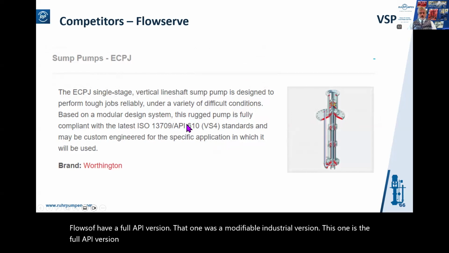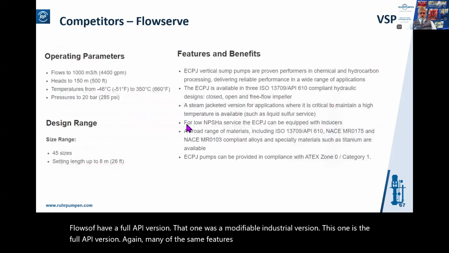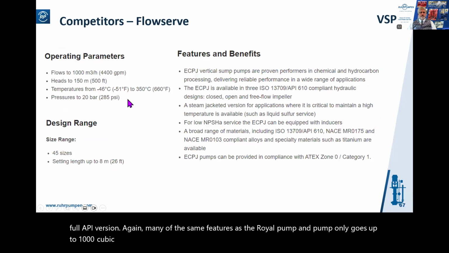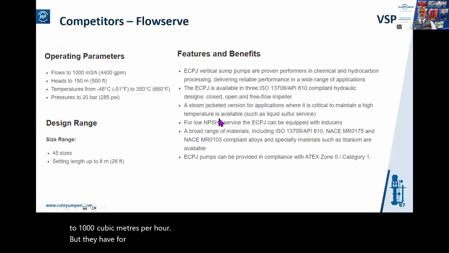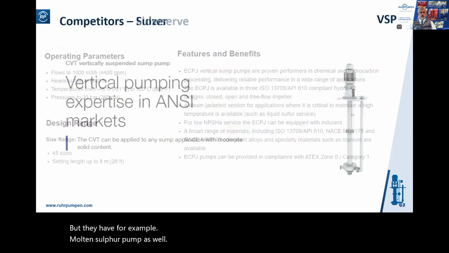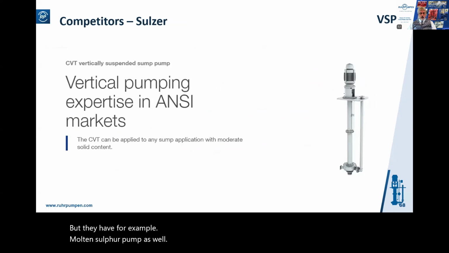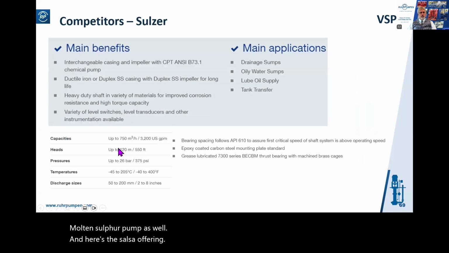Again, many of the same features as the Ruhrpumpen pump. Only goes up to 1,000 cubic meters per hour. But they have, for example, a molten sulfur pump as well. And here's the Sulzer offering. It goes up to about 750 cubic meters per hour, 3,200 gallons a minute.